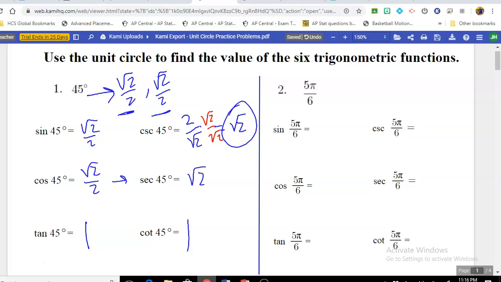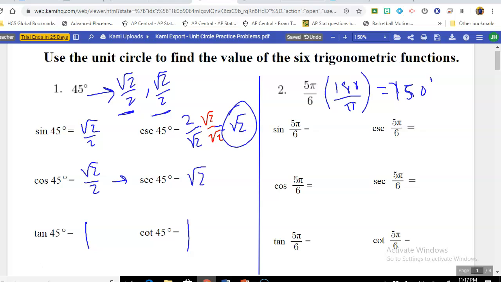Now, here's something that you need to think about. In number 2, we're looking at the angle 5 pi over 6. Well, the other day we looked at how to look at an angle in what we call radian mode, and that's what this is. This is a radian measure of an angle, and we're going to convert that real quickly to degrees if you need to. And what that's going to come out to be when you multiply that out is going to be 150 degrees.